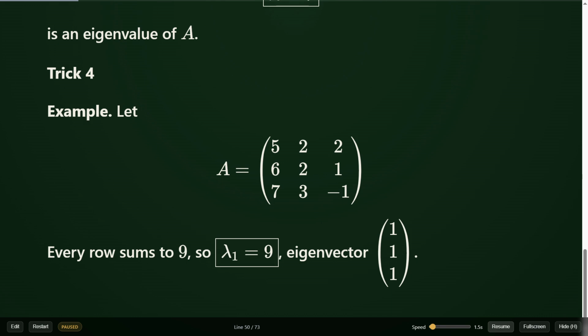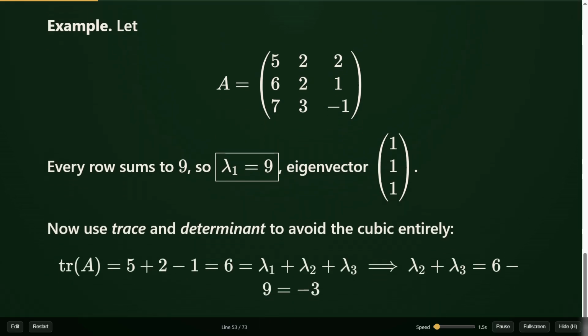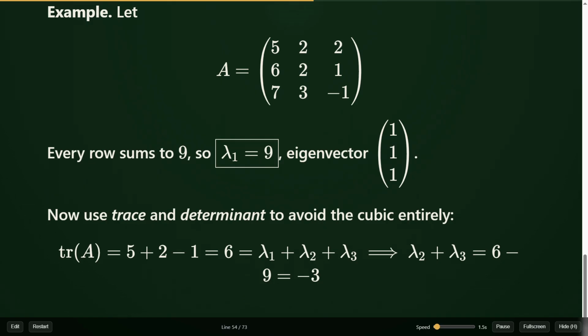This is interesting. If the summation of the rows of the matrix is equal, all three rows having summation equal to 9, then directly you can say one of the eigenvalues is 9 and the corresponding eigenvector is 1 1 1. So this is a good trick to know. You can find out the trace and determinant to find out the remaining two eigenvalues.